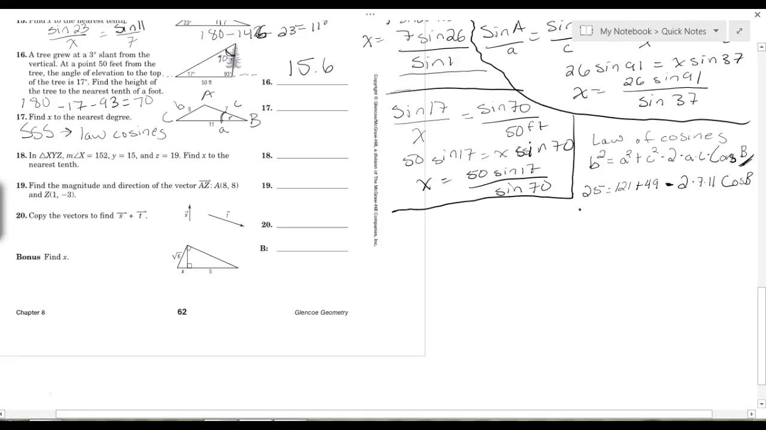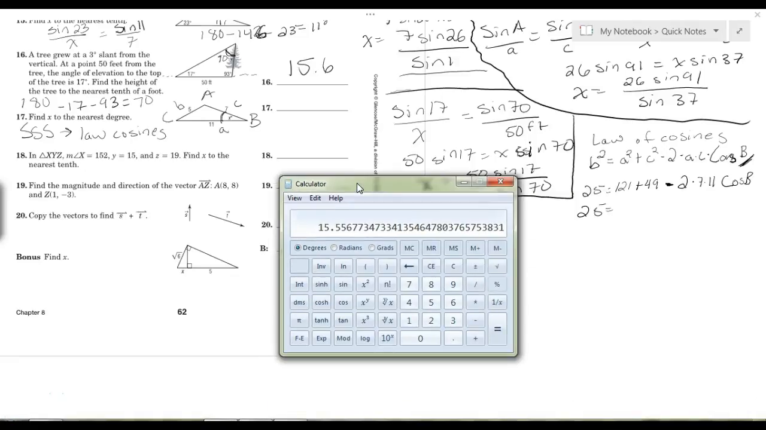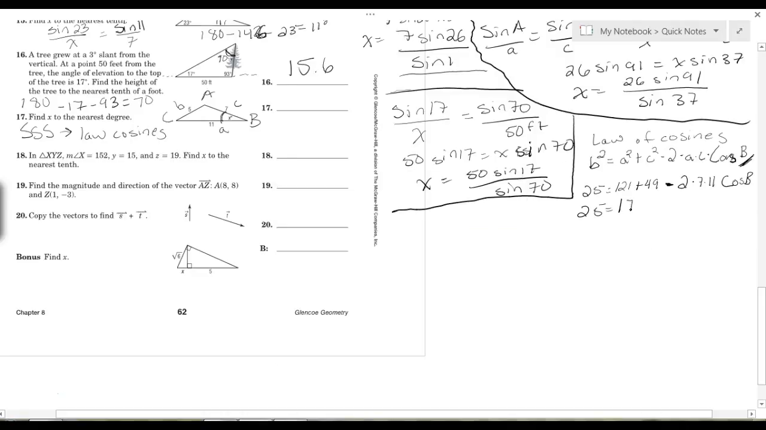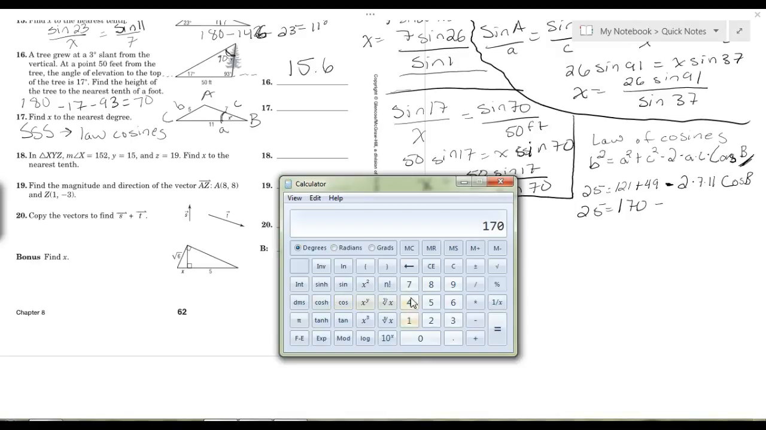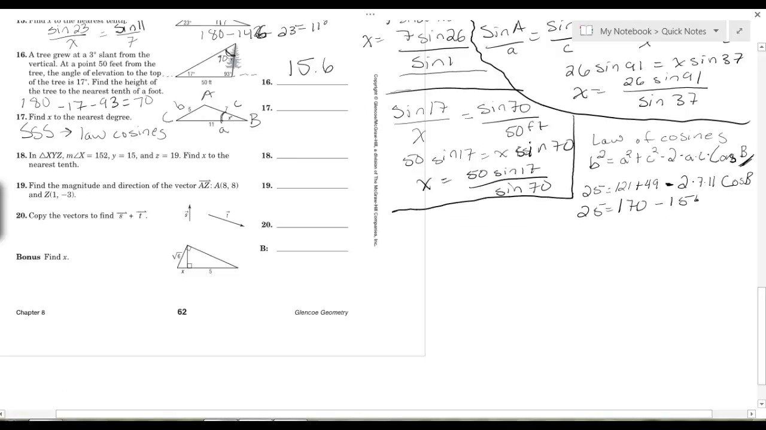So I'm going to go ahead and simplify some of this. So 25. I'm going to be a little bit lazy and do my math on a calculator. 121 plus 49 equals 170. I'm going to go ahead and write my 170 down. 170 minus, 7 times 11 is 77. 77 times 2 is 154. So it's minus 154 times cosine of b.